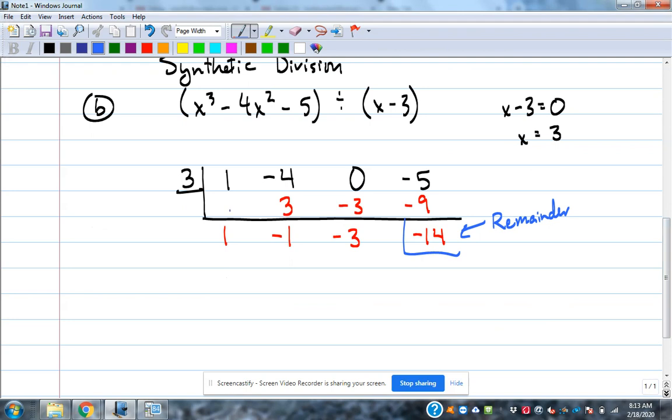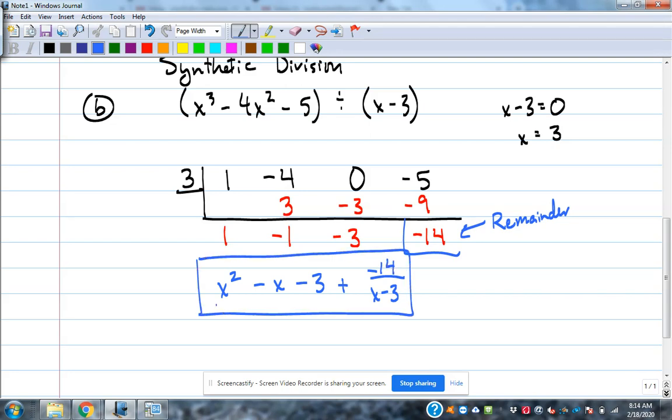What does the synthetic division do to the polynomial? Drops it down 1 degree. So it started at x cubed. Our quotient is going to start as x squared. Anytime we do synthetic division, it takes it down 1 notch. So that's going to be x squared minus x minus 3 plus negative 14 over x minus 3. Same answer that we got there in example A, but using synthetic division to get it.